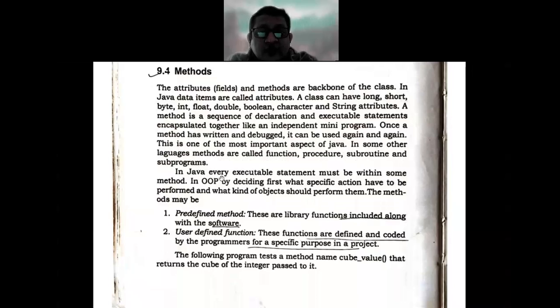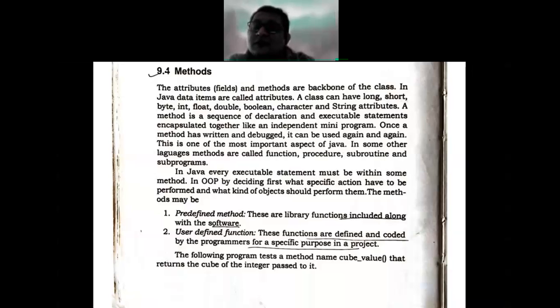In Java, every executable statement must be within some method. In OOP, we first decide what specific actions have to be performed and what kind of objects should perform them. The methods may be of two types. Predefined methods are library functions included along with the software, for example Integer.parseInt. Okay, parseInt is a method within the Integer class. That is an example of a predefined method.